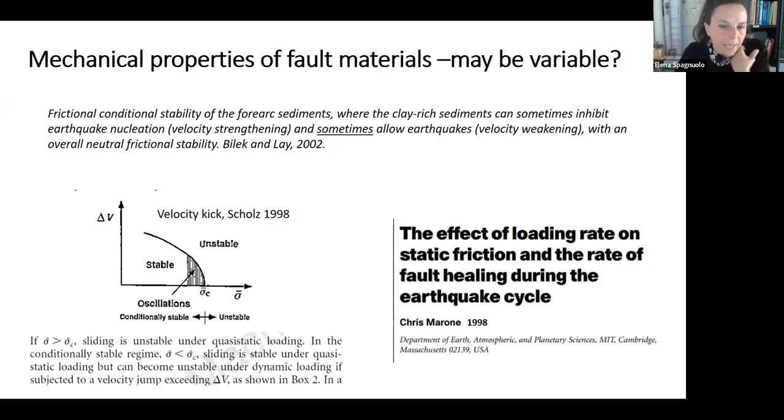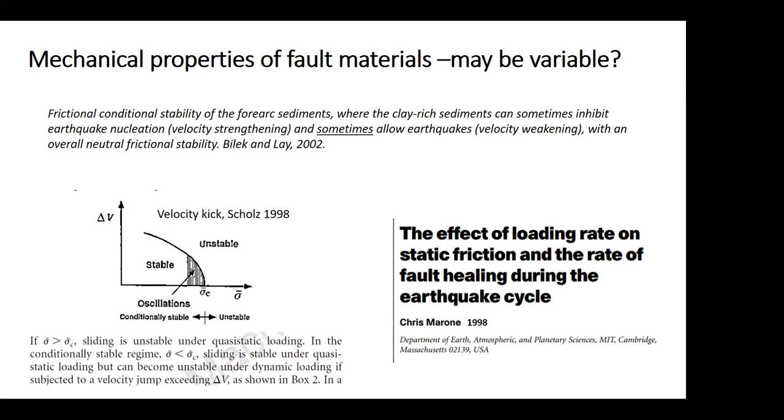In 1988, there was this idea already, because this was the paper by Scholz suggesting that the stability can be different. So something that was conditionally stable can be unstable if under dynamic loading condition it is subject to a velocity jump exceeding delta V.